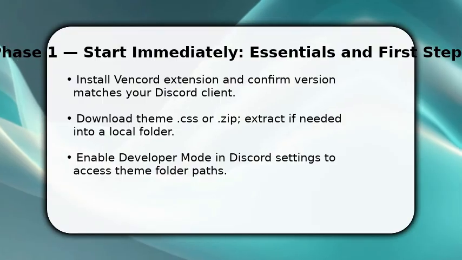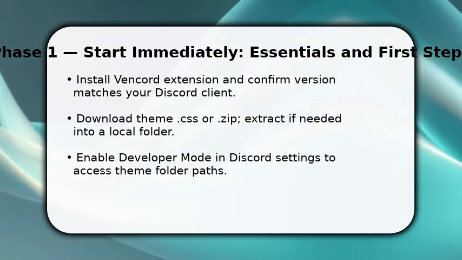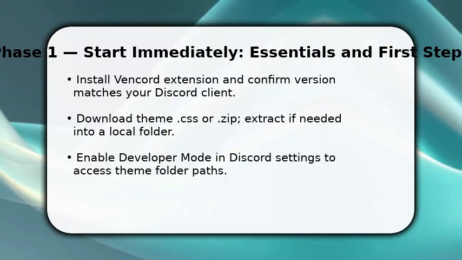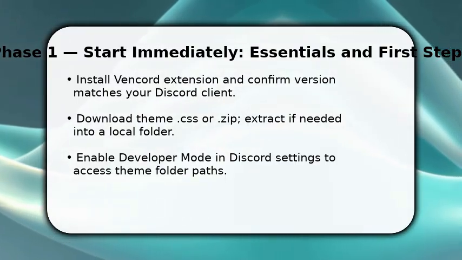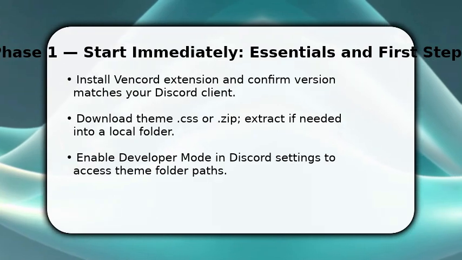Make sure developer mode is enabled so you can locate the Vencord themes directory. This lets you drop files directly into extensions/themes. Do this now and keep the original. Zip as a backup in case you need to revert.